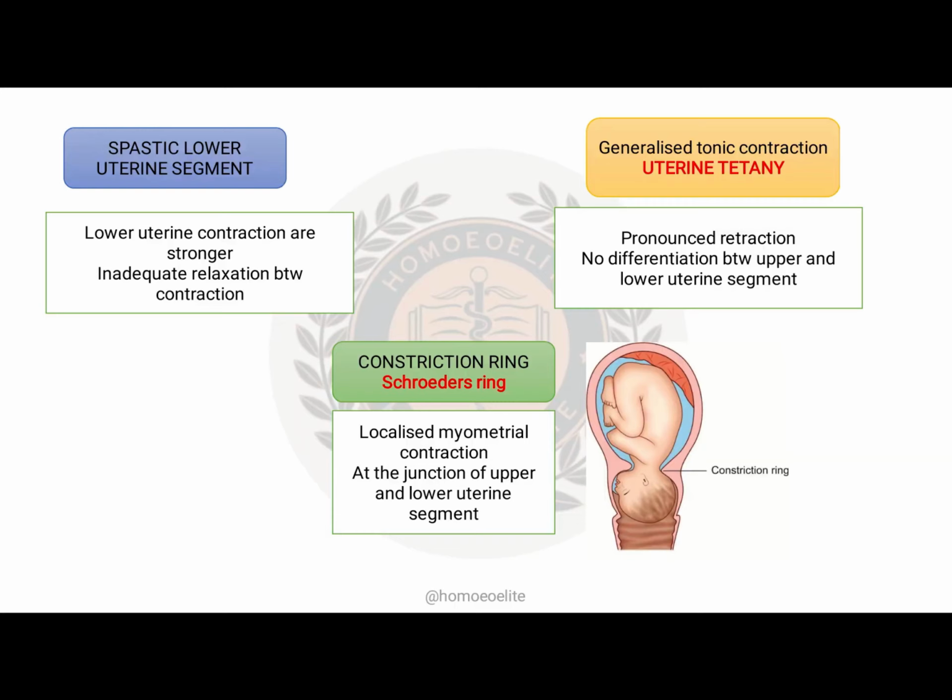Then there is generalized tonic contraction. Here there will be no formation of the lower uterine segment. Remember, in generalized tonic contraction, there will be no formation of the uterine segment, and that is also called uterine tetany. Normally the uterine contraction begins from above, at the top of the body of the uterus, and then progresses downwards. But in generalized tonic contraction, both the upper and lower segments contract simultaneously.